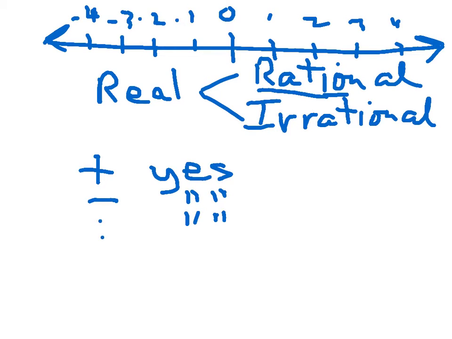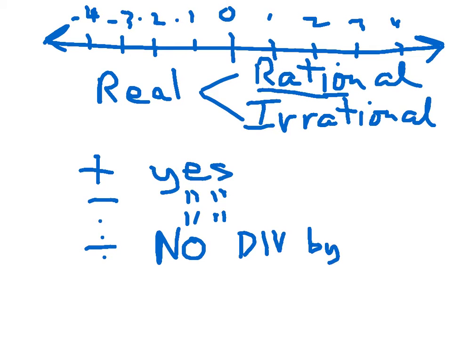Now if I divide, will I always get another number on the number line? Can you divide any two? Hopefully you understand the answer is no, because division by 0 is not allowed. Dividing by 0, we don't get an answer. That's why your calculators say error. So at this point, there's only one thing you can't do with the real numbers, and that's divide by 0.